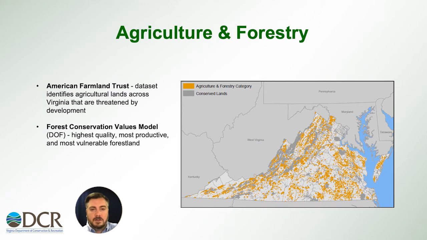This category also includes the Department of Forestry's Forest Conservation Values Model, which identifies the highest quality, most productive, and most vulnerable forest land for conservation. The model classifies forest lands based on watershed integrity, size of forested blocks, management potential, connectivity and proximity to other conserved lands, threats of conversion, and diminished tree species and significant forest community attributes.